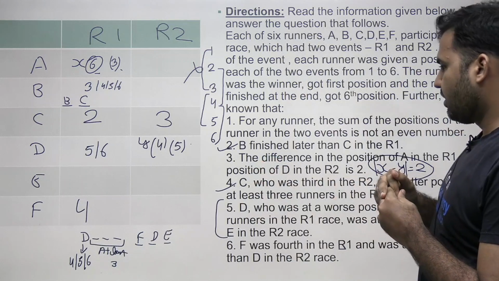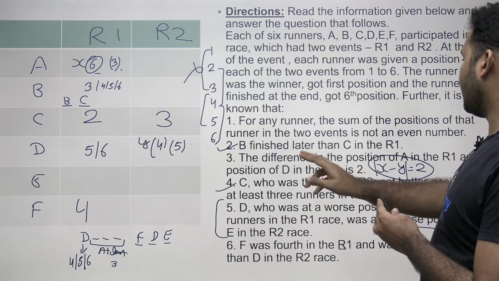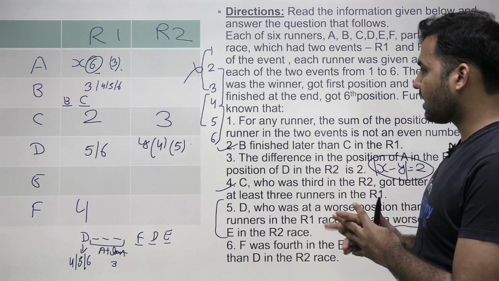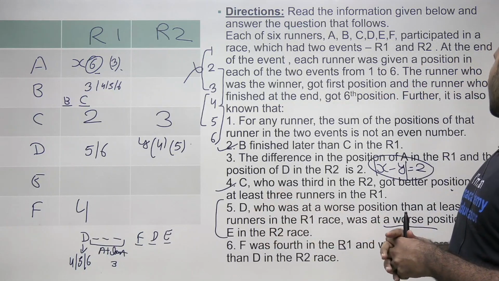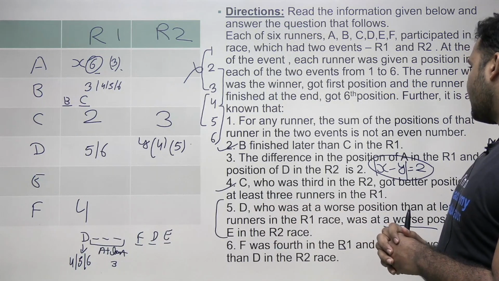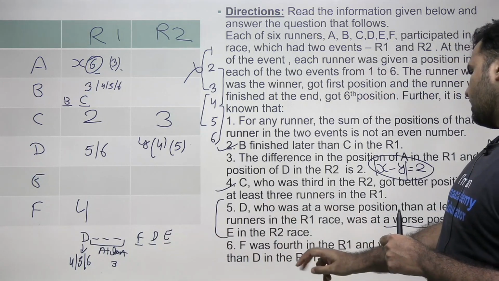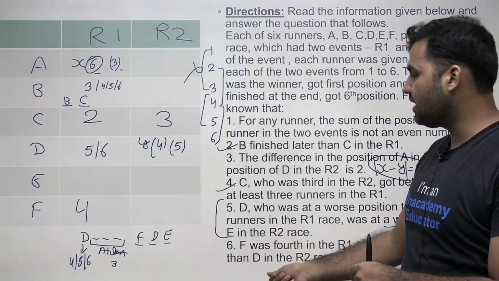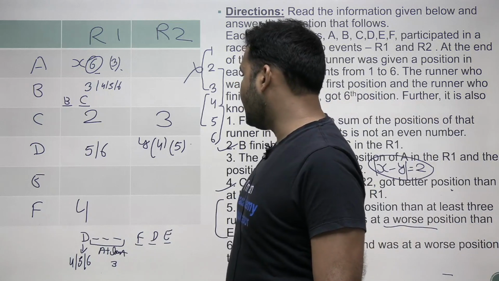Okay. B finished later than C in race 1. We are using this: C who was 3rd in race 2 got a better position than at least 3 runners in race 1. We have sorted out this issue. D was at a worse position than at least 3 runners in race 1, and was at a worse position than E in race 2. F was at the 4th position in R1 and was at a worse position than D in the R2 race.